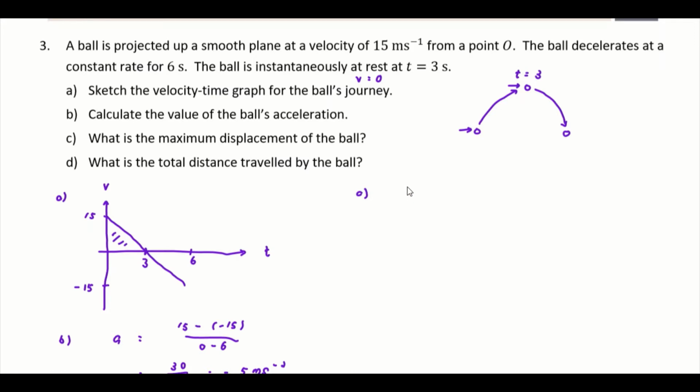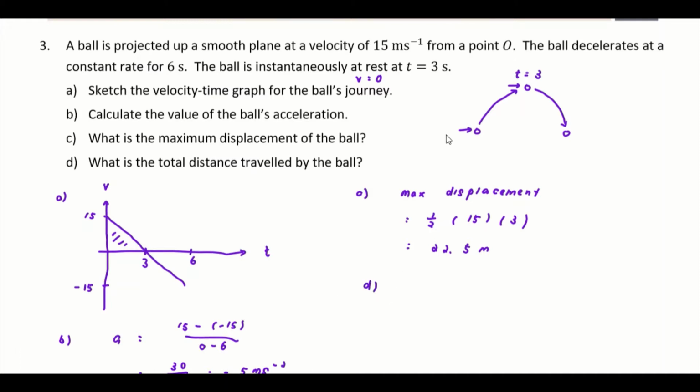By using the area, we can get that the maximum displacement will be equal to the area of the triangle here, which is 1 over 2 multiplied by 15, and then multiplied by 3. So this is how you can get 22.5 meters. So that is the maximum displacement.